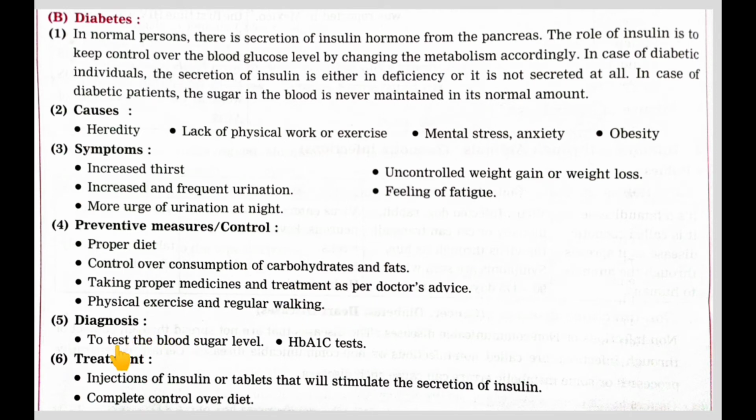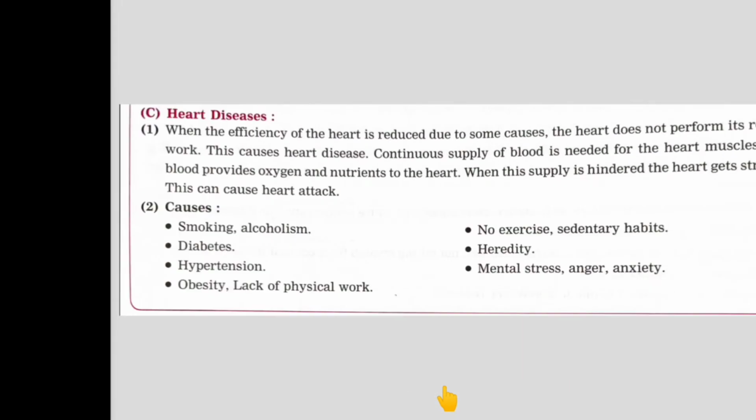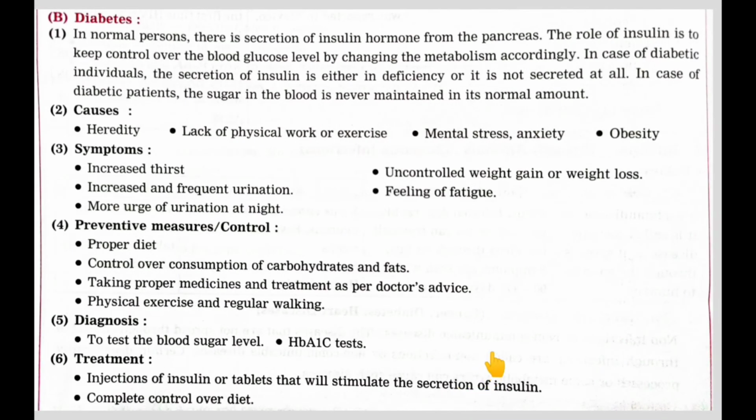Then diagnosis. How is diabetes diagnosed? For that we have to test the blood sugar level, and the HbA1c test is also there. How do we treat diabetes? The treatment for diabetes is injection of insulin or tablets that will stimulate the secretion of insulin, and complete control over diet should be there. This is the treatment for diabetes.